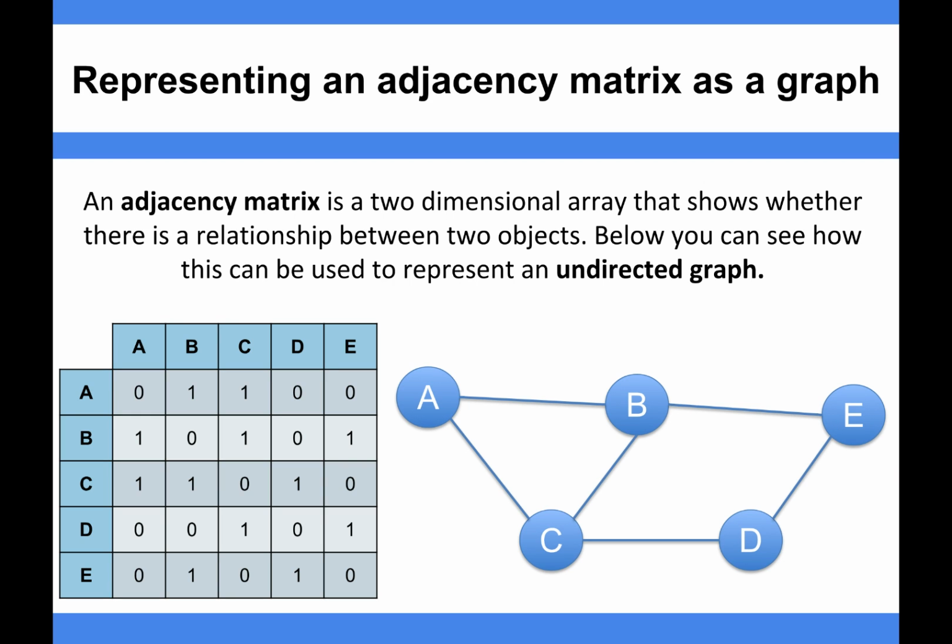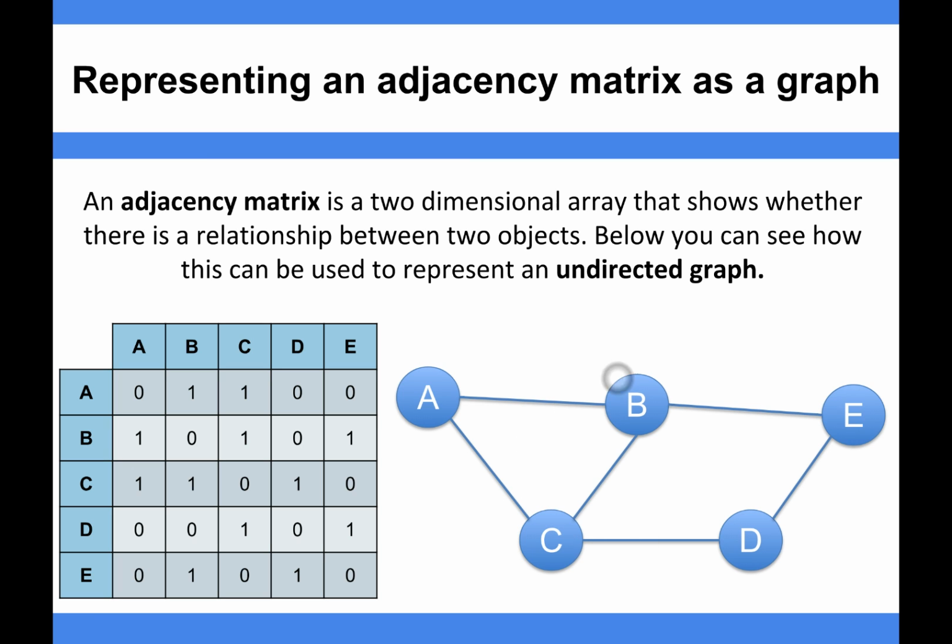So an adjacency matrix is a two-dimensional array that shows whether there is a relationship between two objects. So you can use an adjacency matrix to be the data structure that you may then create a graph from. So below you can see how this can be used to represent an undirected graph.